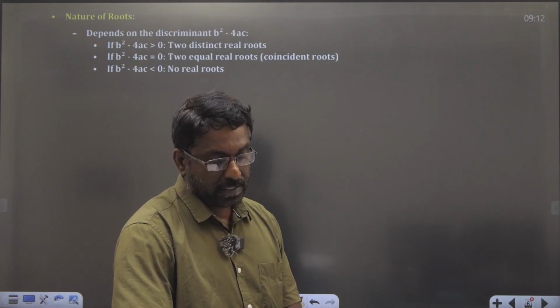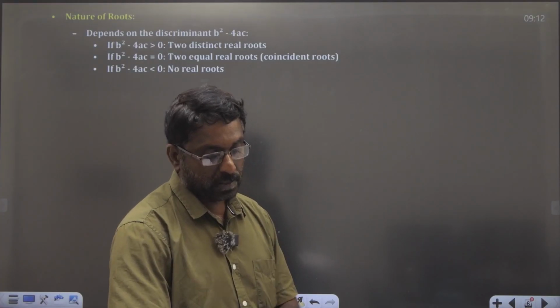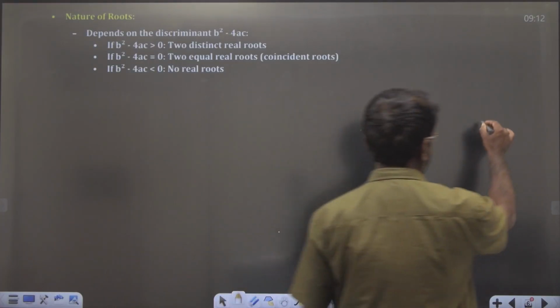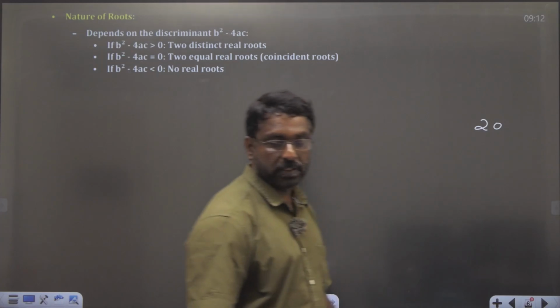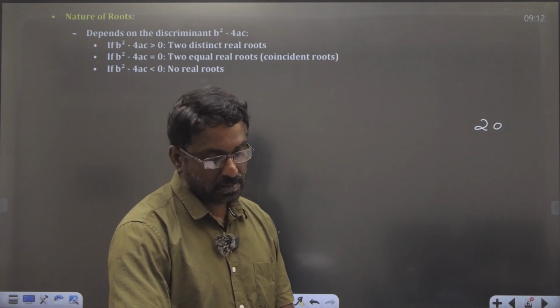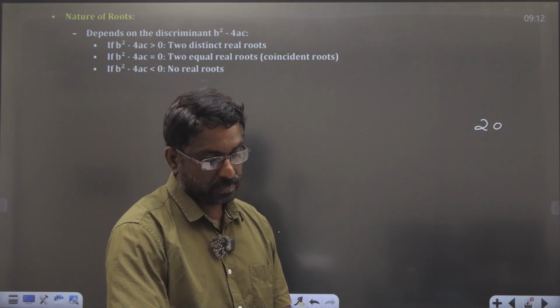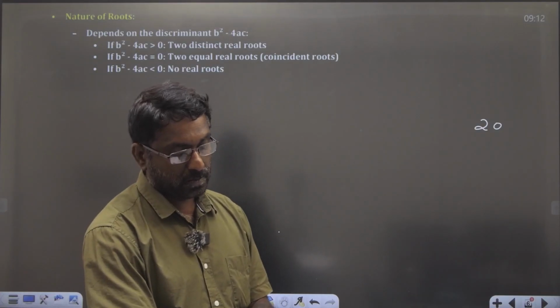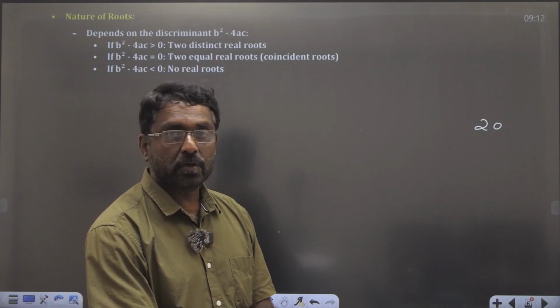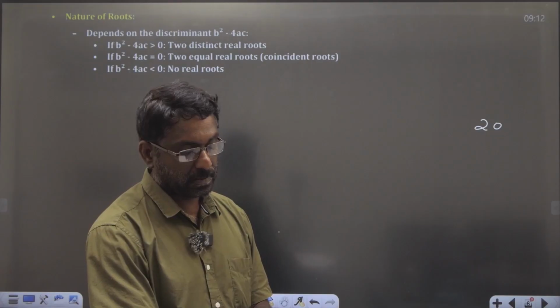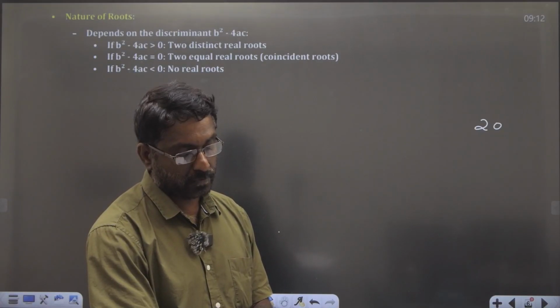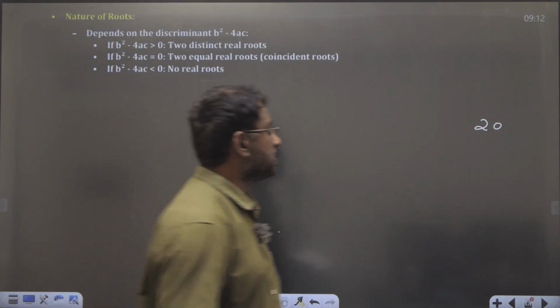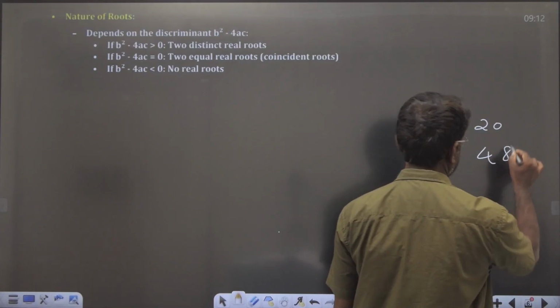The sum of the ages of two friends is 20 years. Four years ago, the product of their ages in years was 48.